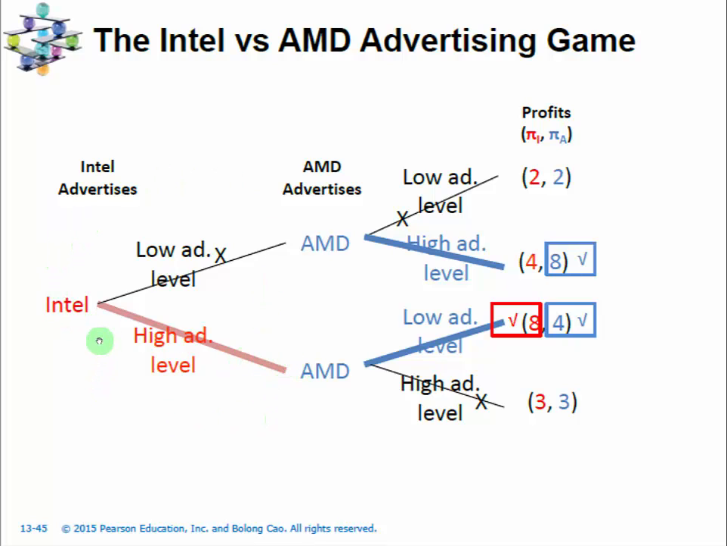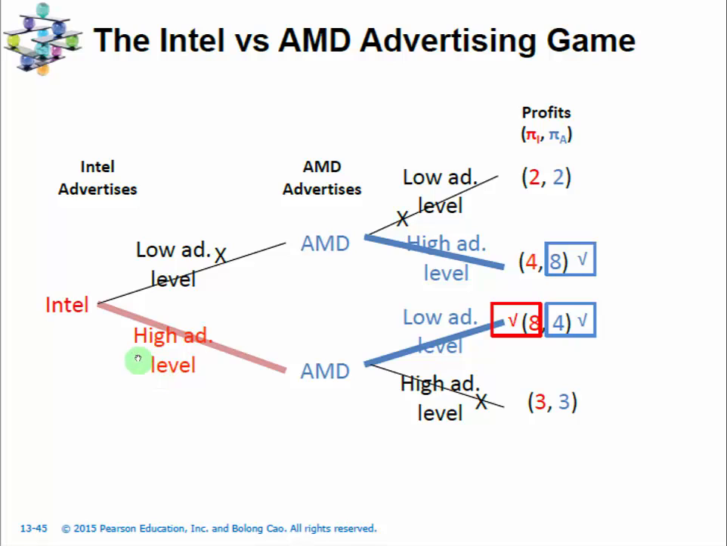In the first stage of the game, Intel can decide the advertisement level, either low or high. If Intel decides to make a low-key advertising campaign, AMD can choose whether to advertise heavily or not. If AMD advertises heavily, AMD actually gets 8 and Intel only gets 4. If both of them remain low-key, each of them just gets 2.